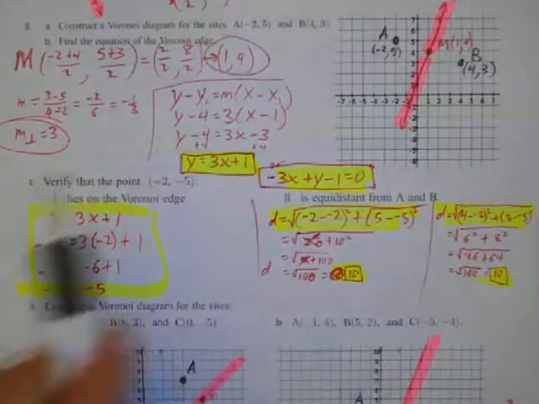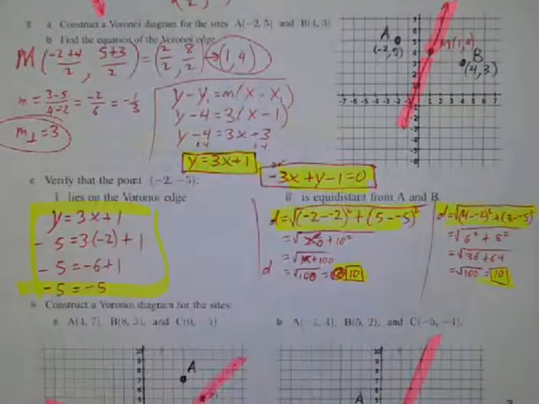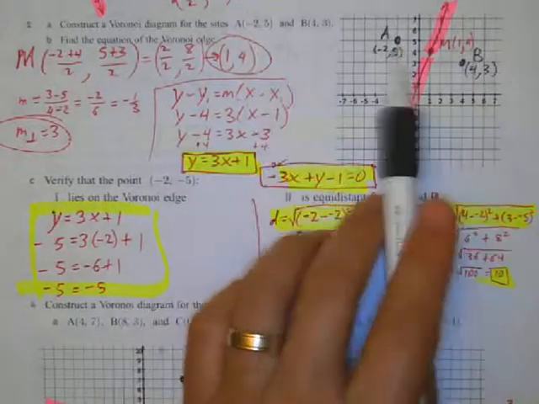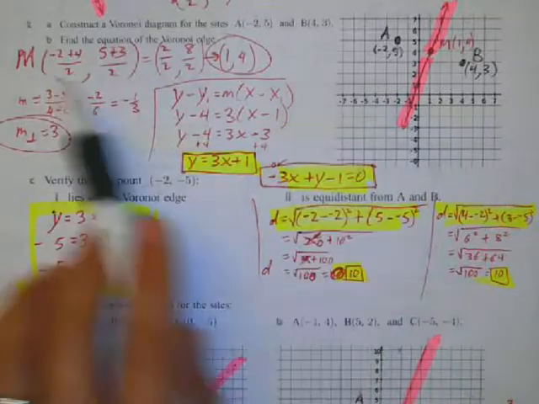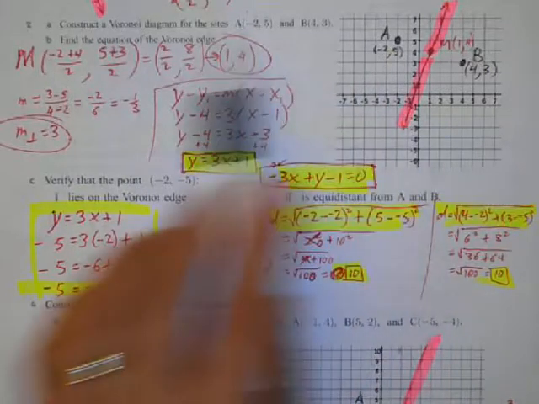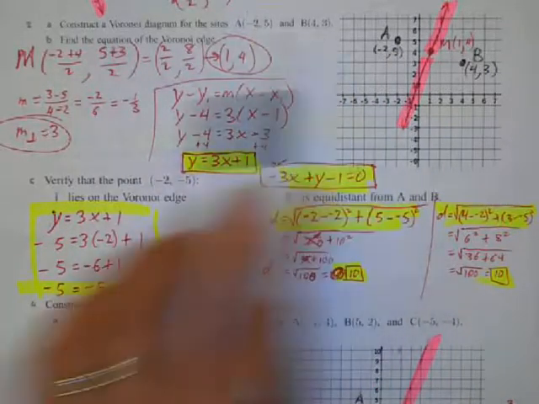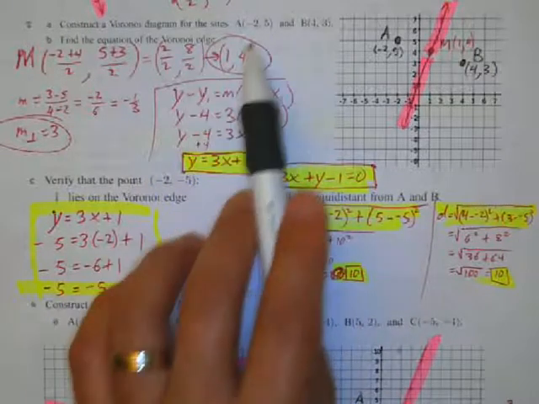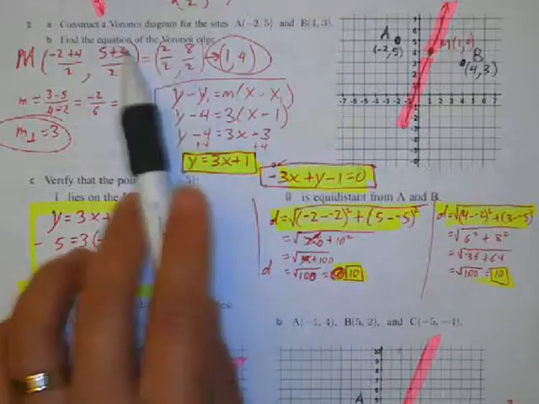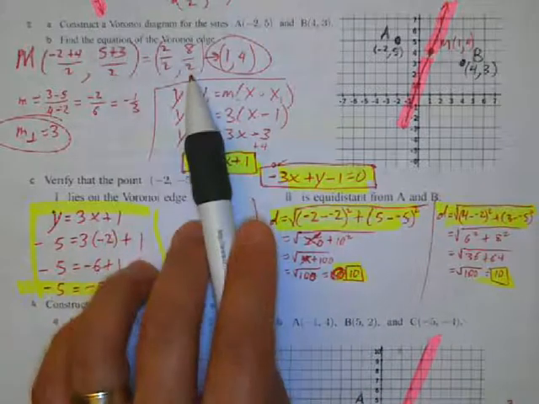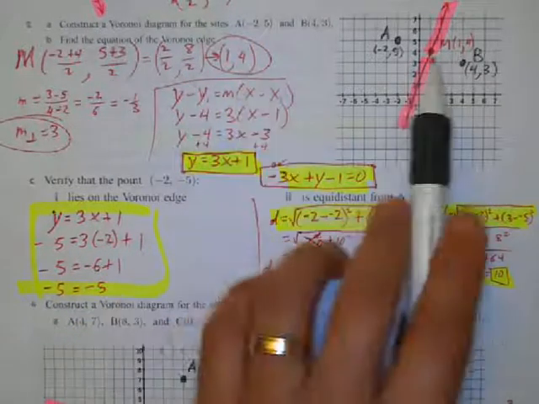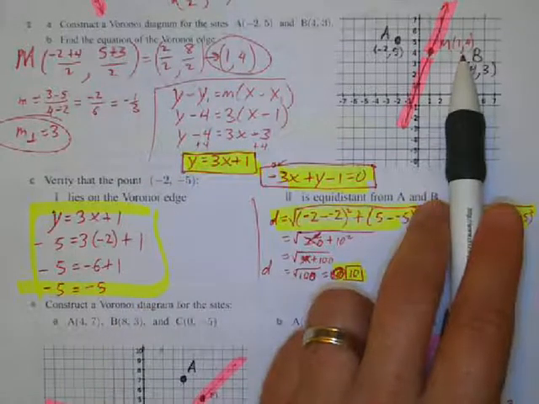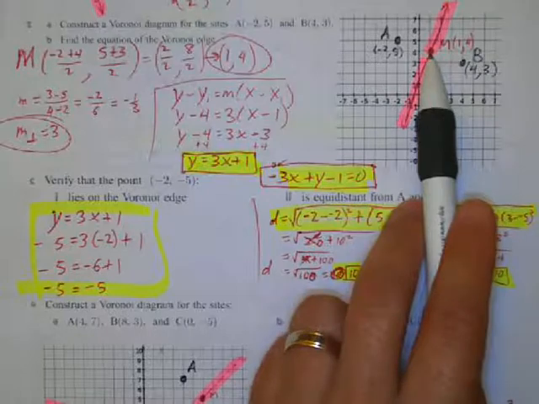Okay, construct the Voronoi diagram and then get the equations. So I plotted these 2 points. So I found out the midpoint. So we took the average of the x values, -2 and 4, divided by 2, we get 1. Take the average of the y values, 5 plus 3 over 2, it's going to give me 8 over 2, which is going to give me 4. So I plot the midpoint, which is 1, 4. Okay. So now that I've plotted the midpoint, let's find the slope.